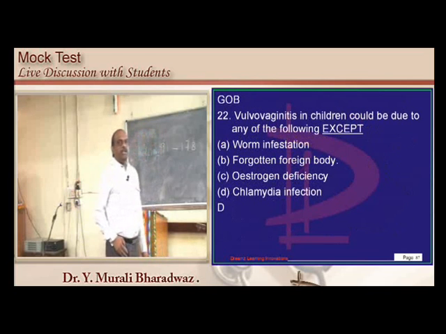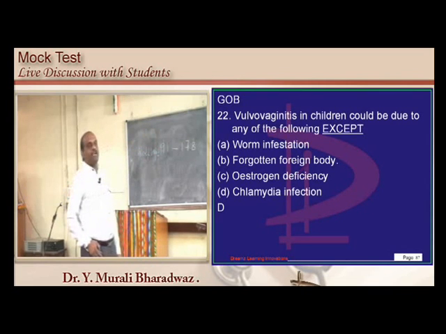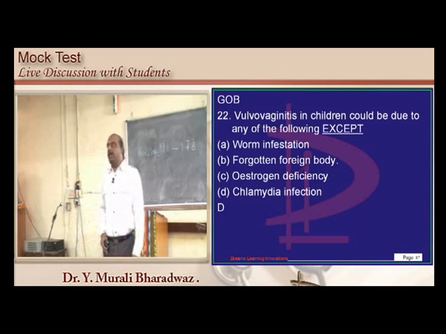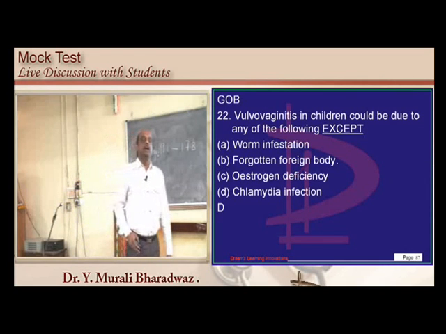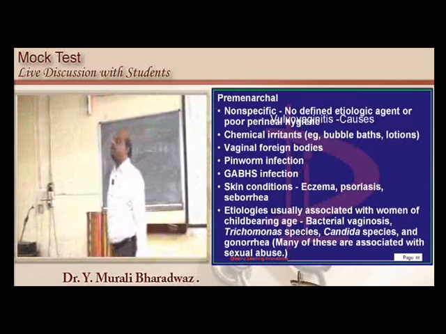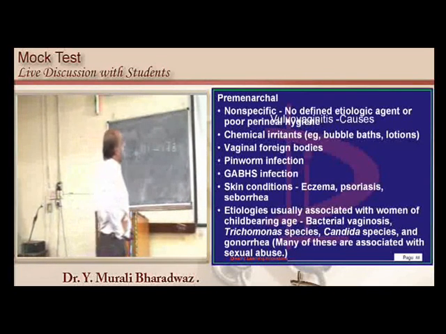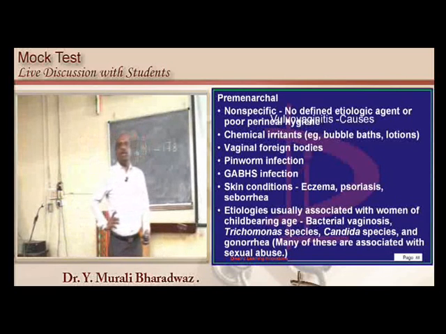Vulvovaginitis can be due to estrogen deficiency, a forgotten foreign body, or a worm infestation like pinworm infection in the case of the pediatric population, but generally chlamydia is an organism you find in sexually active young females rather than the pediatric population.